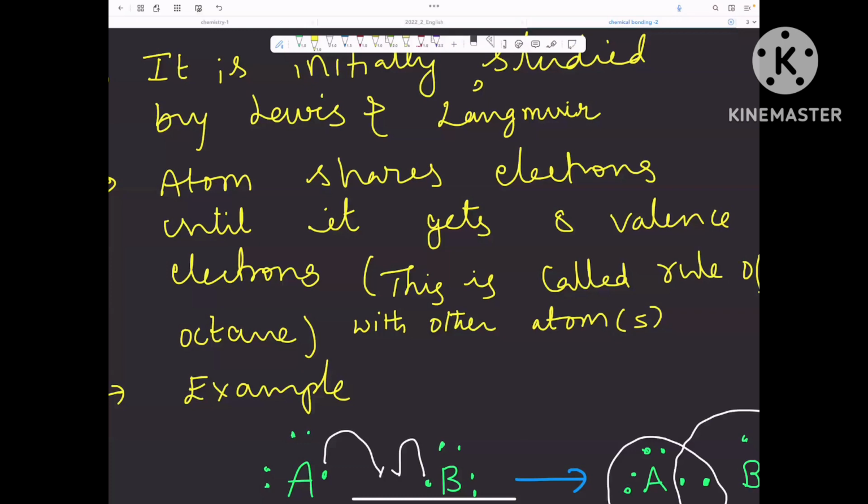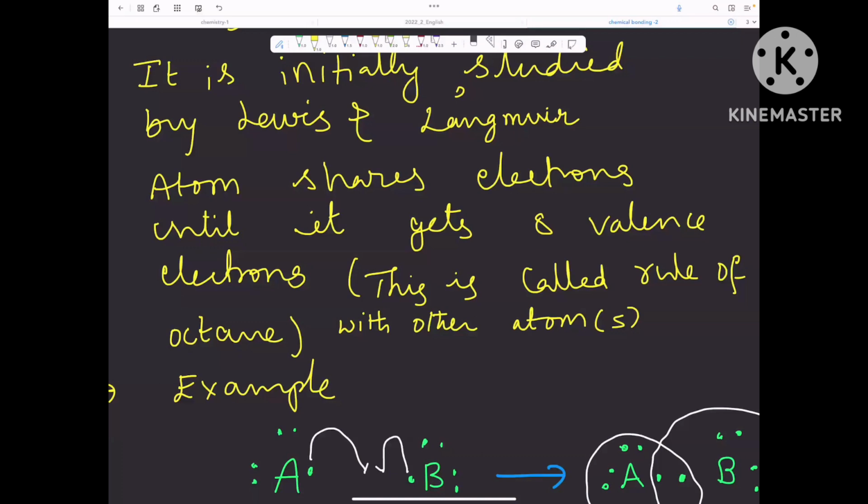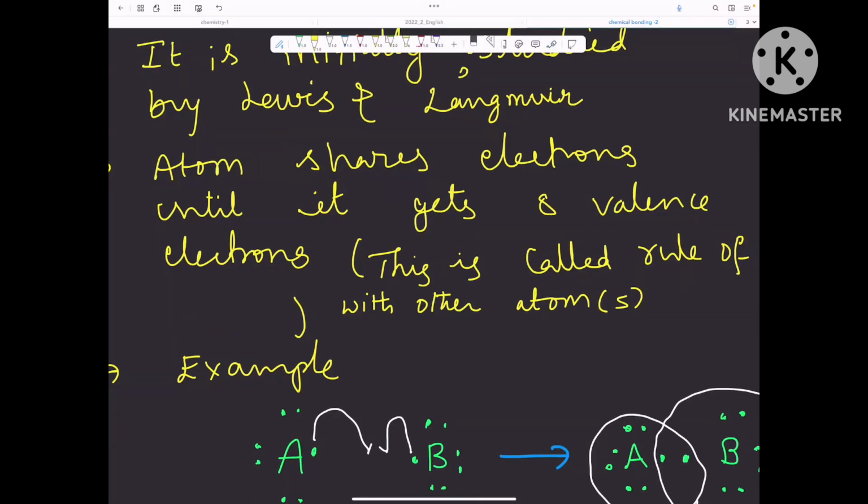Therefore, in those days, Lewis, and then Langmuir who extended it, got the idea that the electronic configuration with 8 valency electrons, or ns2 np6 configuration, is more stable. It's called the rule of octet.